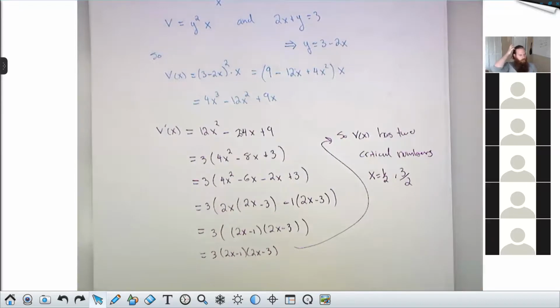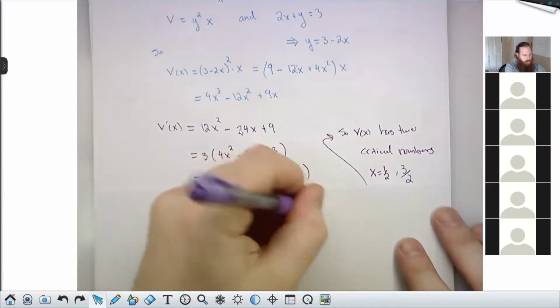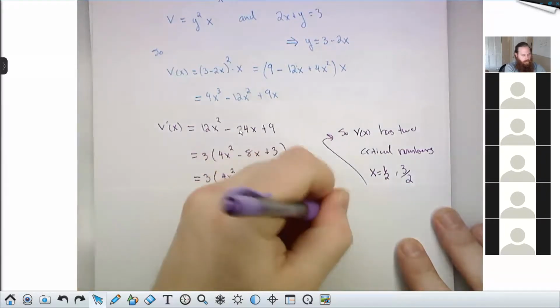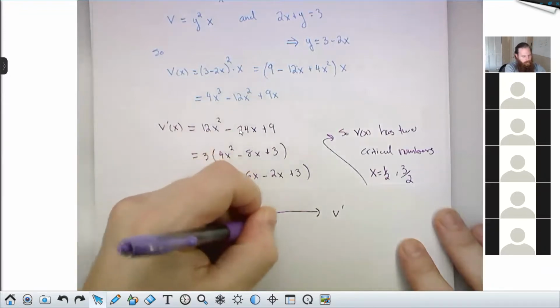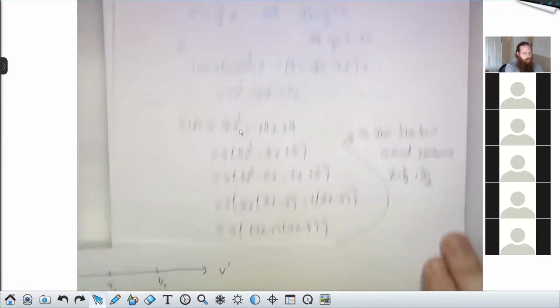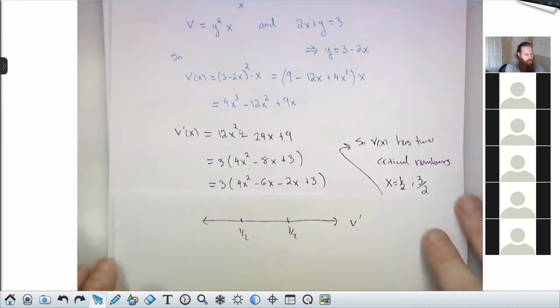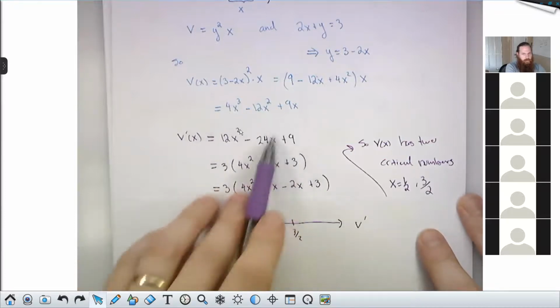And remember, my goal here is to find a max. So the next thing I'm going to do is make a number line for v prime, and plot on it those two numbers. So here we go. Put 1 half here, put 3 halves here. They're both coming from multiplicity 1 factors. So I know that v prime will change sign every time I jump over one of these guys. To the left of 1 half, I could test 0. V prime of 0 is definitely positive. It's positive 9.